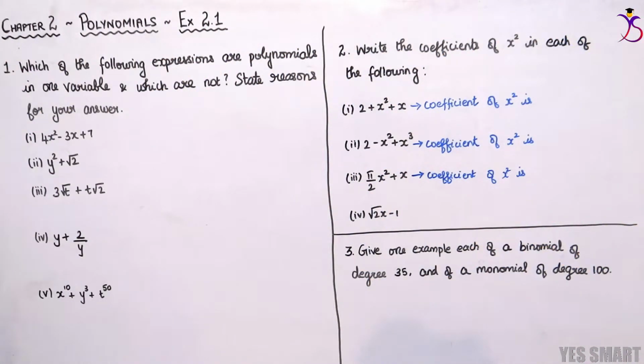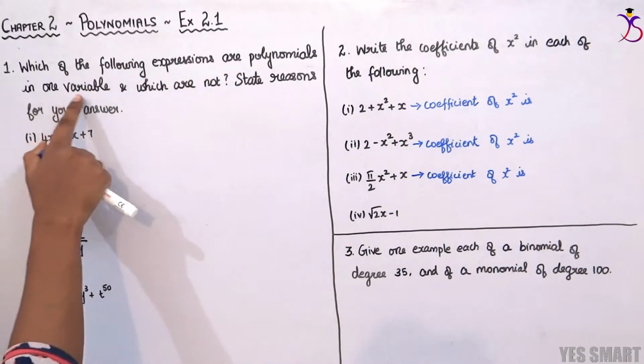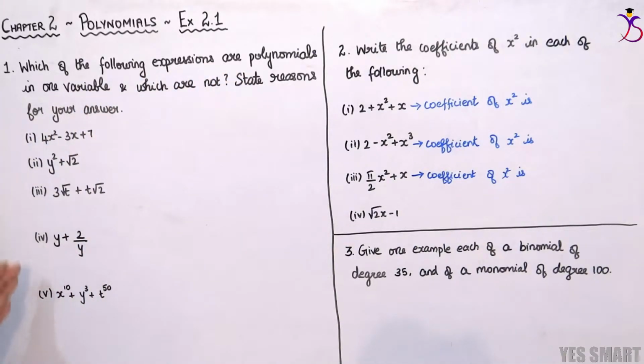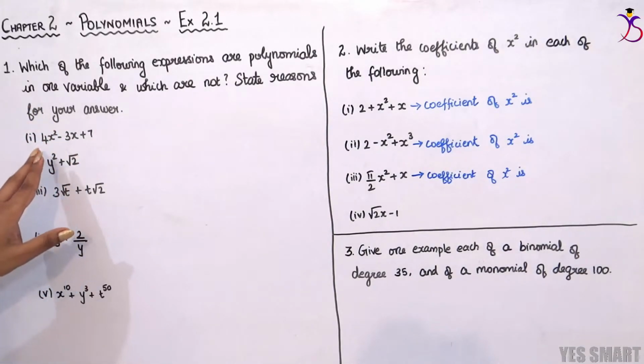Chapter 2, Polynomials, Exercise 2.1, first sum. Which of the following expressions are polynomials in one variable and which are not? They have given a set of expressions and are asking us which of those expressions are polynomials and which are not. Also, they have asked for reasons for our answer.